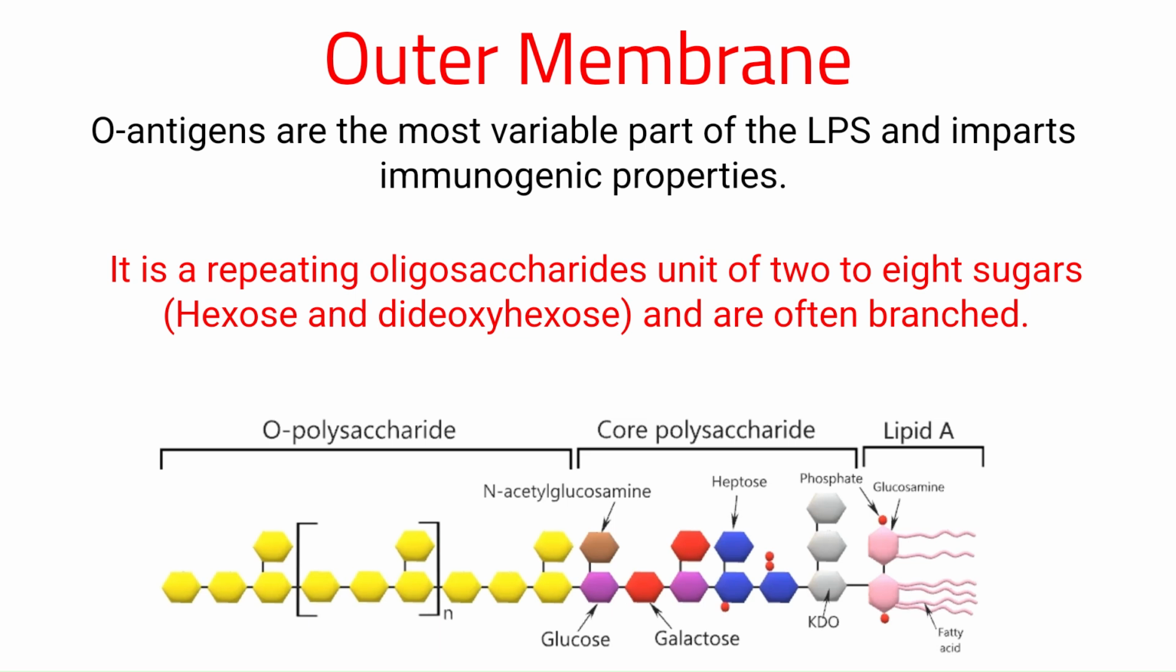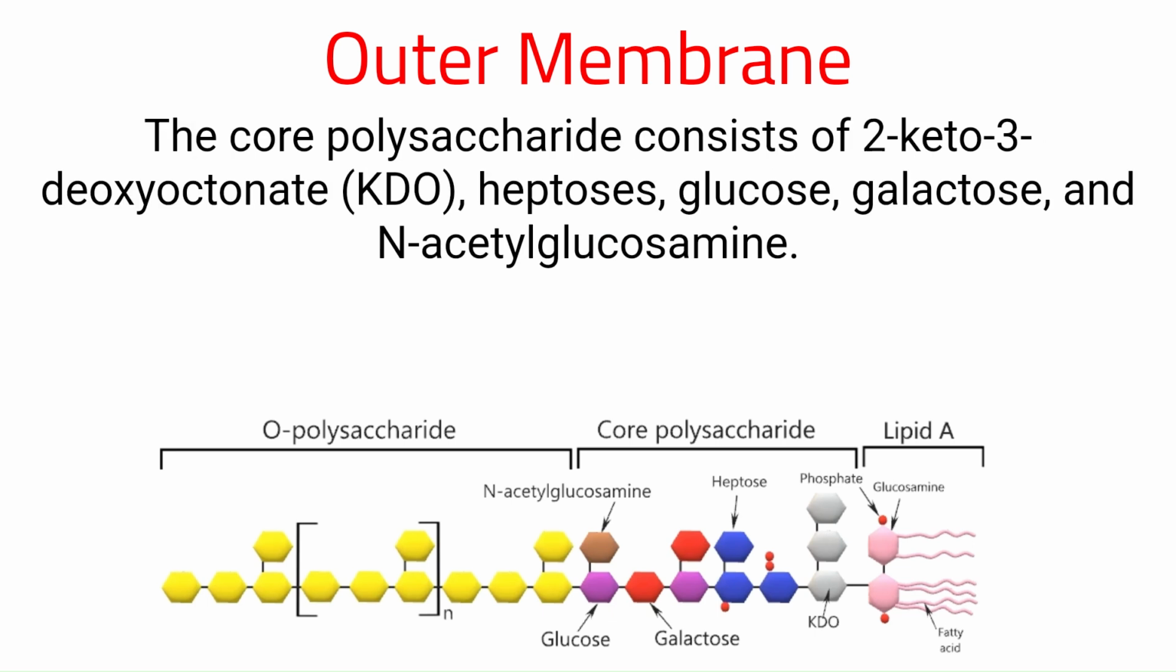When the sequence repeats, a long O-polysaccharide is formed, which is generally recognized by the host antibodies. The core polysaccharide consists of 2-keto-3-deoxyoctonate and various 7-carbon sugars, glucose, galactose, N-acetylglucosamine, and it is connected to the O-polysaccharides.